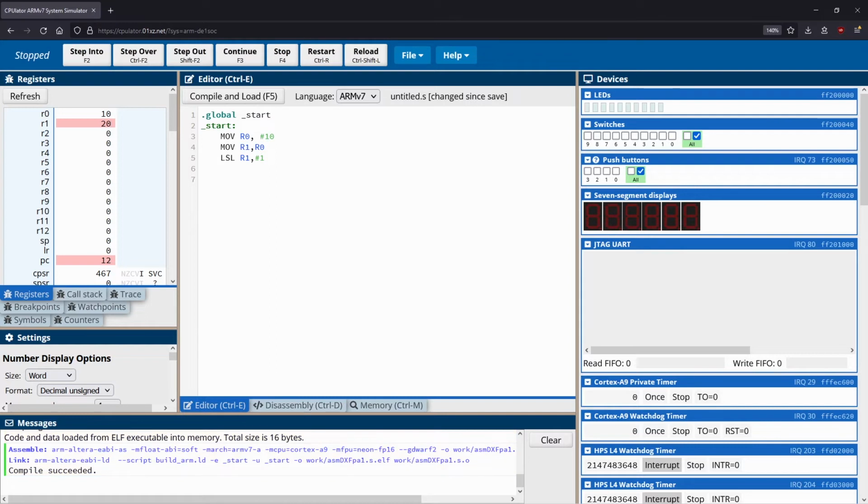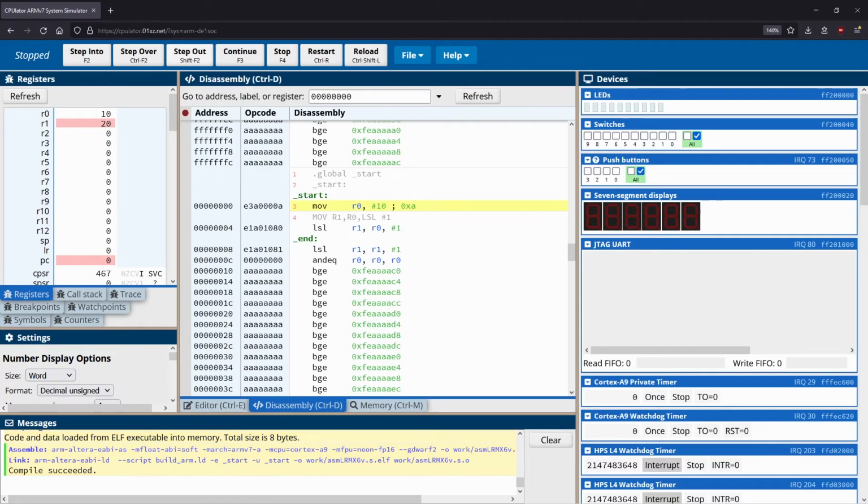Now, rather than having to do the move and shift in separate instructions, we can actually do them together. So I can add on a third piece here. I can say LSL 1, just like this. What this is going to do is move the value stored in R0 into R1, and then shift it by 1.